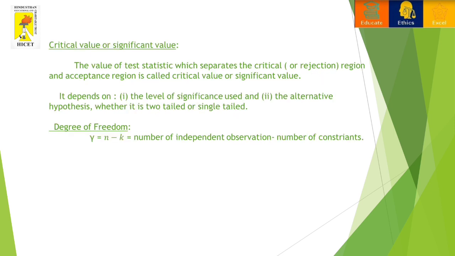Critical value or significant value. The value of test statistic which separates the critical region and acceptance region is called critical value or significant value. It depends on the level of significance used and the alternative hypothesis, whether it is two-tailed or single-tailed. Degrees of freedom. This is the difference between number of independent observations and number of constraints. It is denoted by nu.